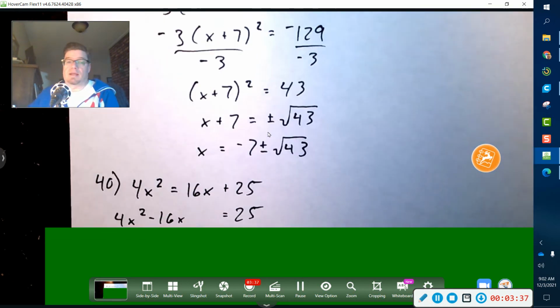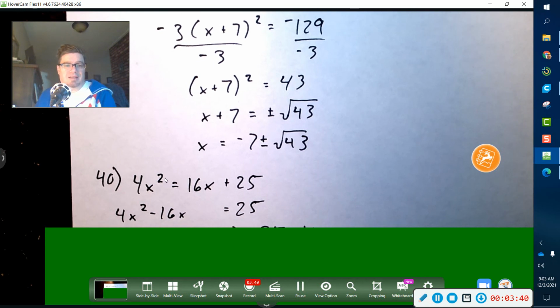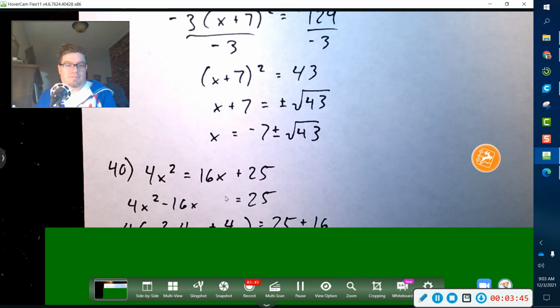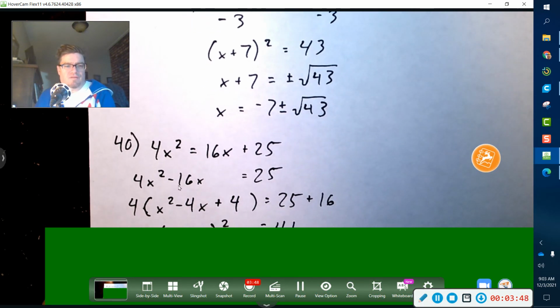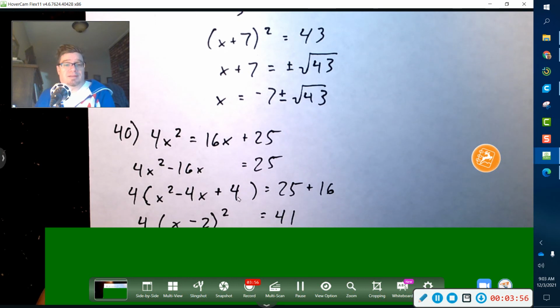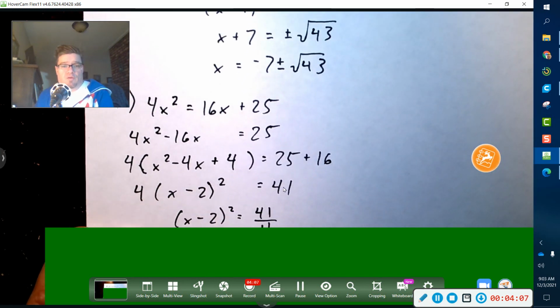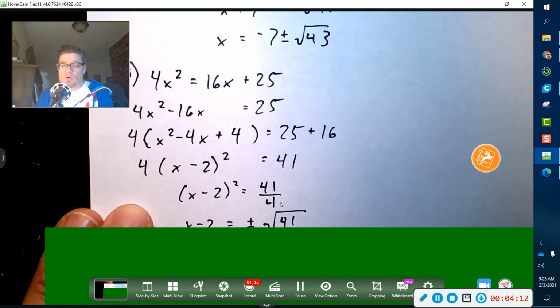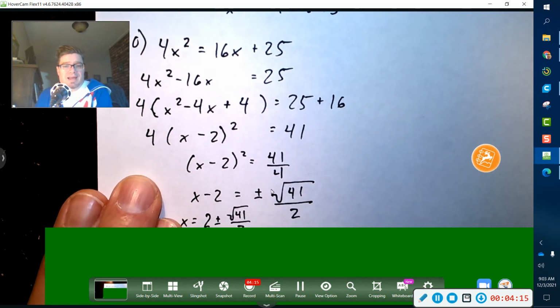So number 40. Number 40, we got to move this 16 over here because the c value is what needs to be isolated on the right-hand side. I do the same process by dividing both sides by 4. That gives me a b of -4, and I use that special formula to get positive 4 here. Now, positive 4 here does not mean that I add positive 4 here. I actually add 4 times 4, which is 16. All right. I get 41 here, and just before I take that square root, I do have to divide both sides by 4. Okay, and then finally I take the square root.